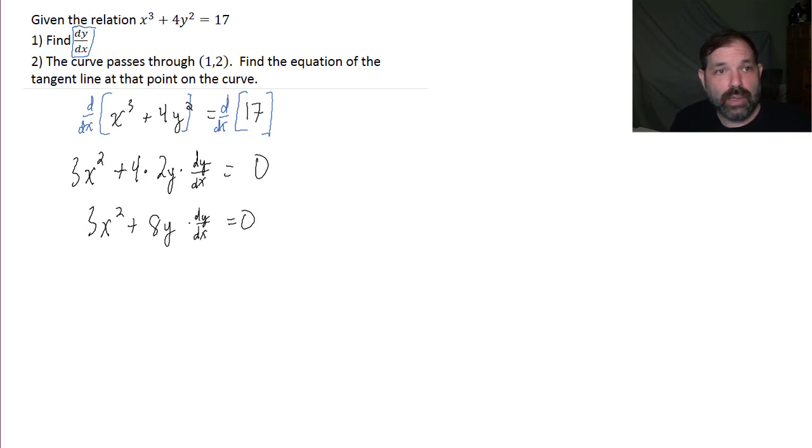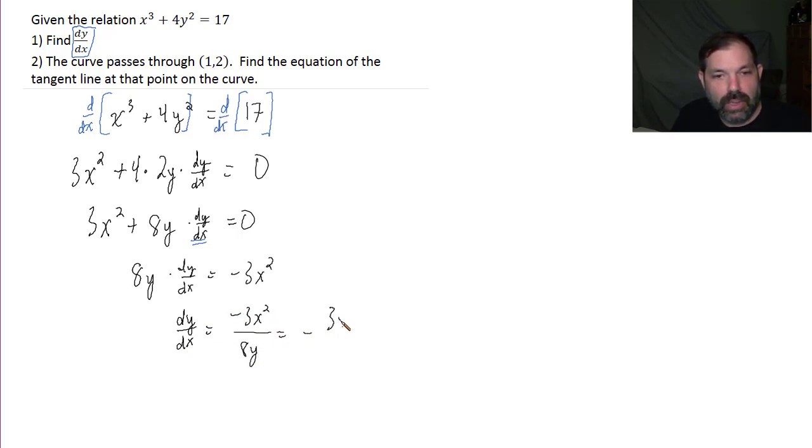Now, if I want to find dy dx, I can solve for dy dx in this equation, and that'll give me an expression for dy dx. So 8y dy dx is equal to negative 3x squared, just subtracting 3x squared from both sides, and dividing through by 8y, dy dx is negative 3x squared over 8y, or you could bring the negative out front, right? That would be negative 3x squared over 8y. It's the same expression. So there's dy dx.